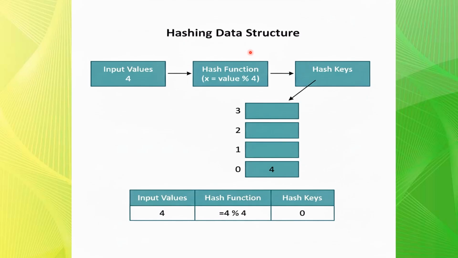This diagram explains the hashing data structure. So here the input value is 4. The input value is given to the hash function. Using this formula, the equivalent hash key is generated. So here input value is 4. So 4 modulus division 4 is equal to 0. So the input value 4 is stored at index 0.